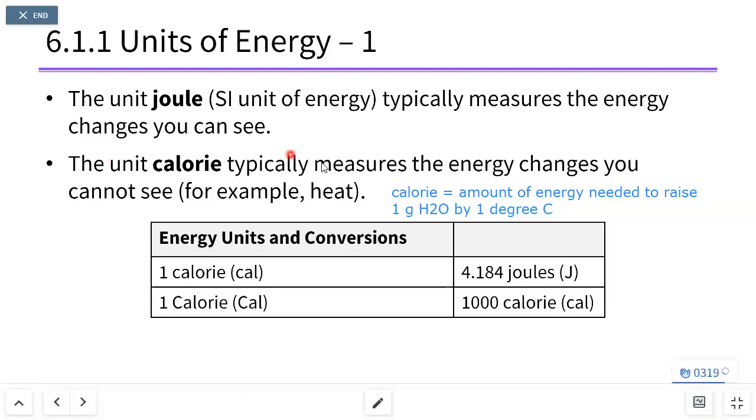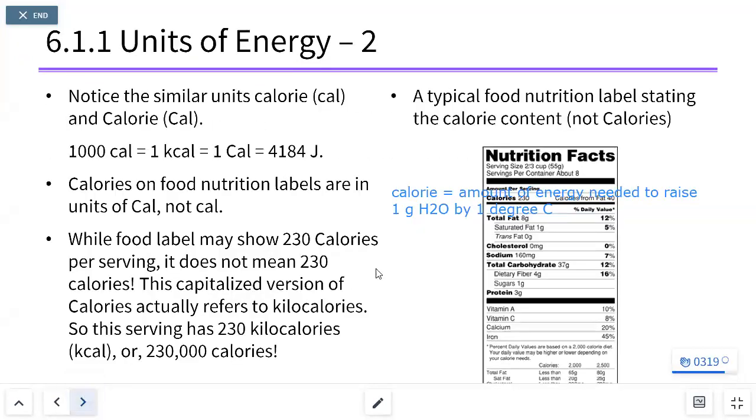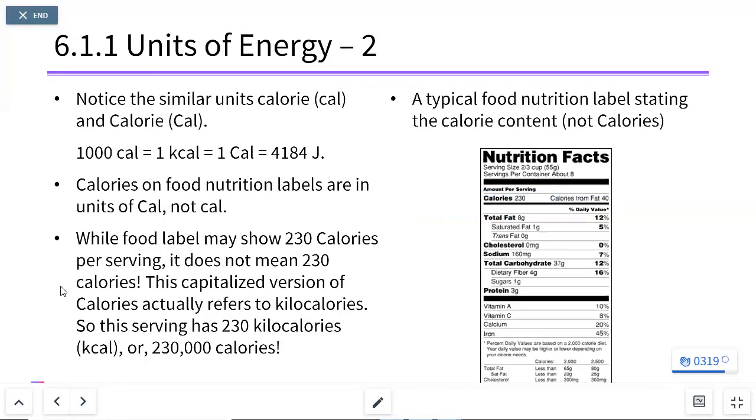Now, how do I tell the difference between this common calorie and a nutritional calorie or kilocalorie? It has to do with capitalization. Lowercase c calories are common calories. Uppercase or capital C Calories are your nutritional calories. Again, where we see those the most often is on food labels like this.